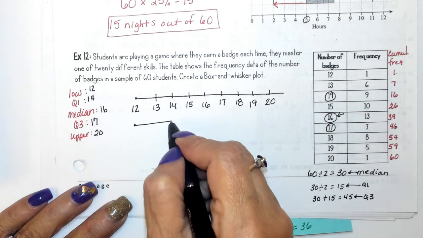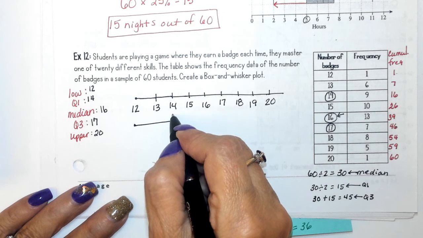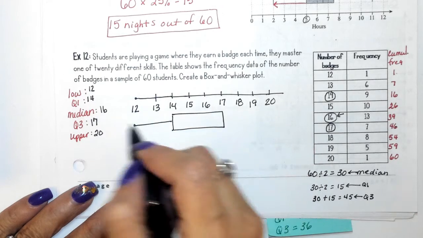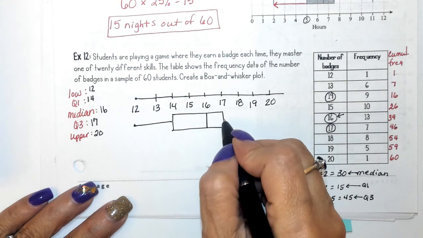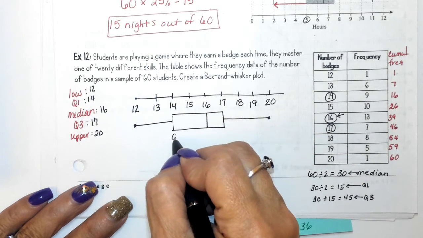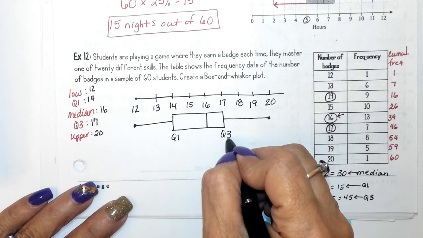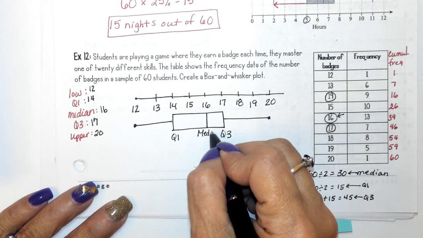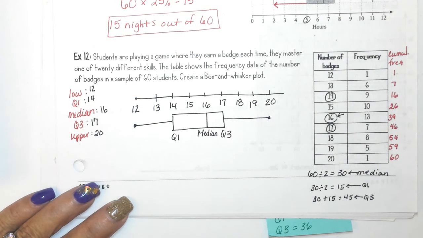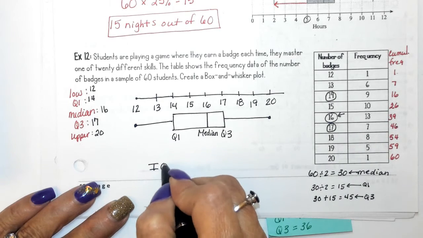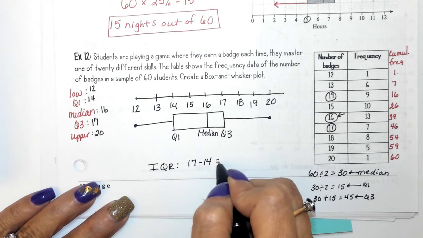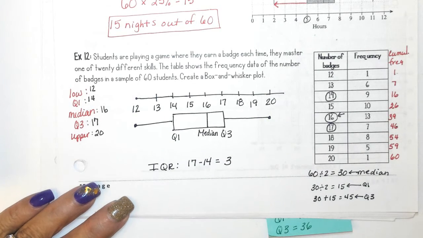We're going to go to 14. That's where Q1 is. And Q3 is going to go to 17. The median's at 16. And the upper boundary is at 20. So I would want to label this Q1, Q3, and median. And there it is. Did they ask for anything else? Let's go ahead and do the IQR. I don't know if we asked for that, but we'll put it on there. That would be 17 minus 14, which would be 3. The interquartile range would be 3.